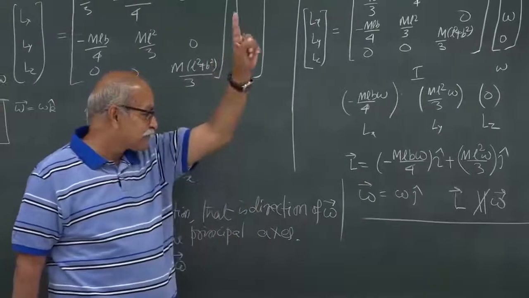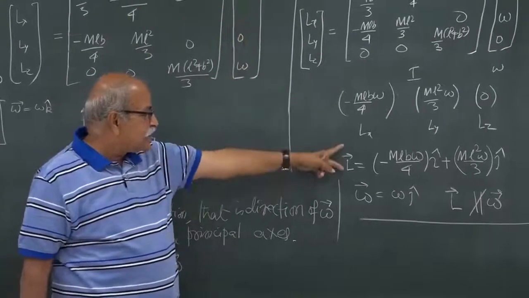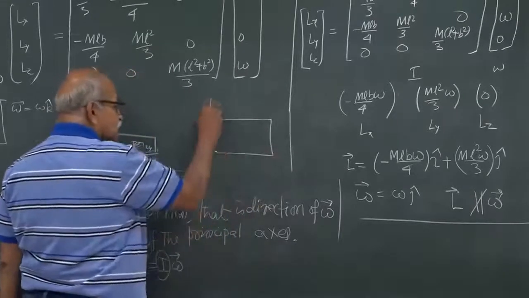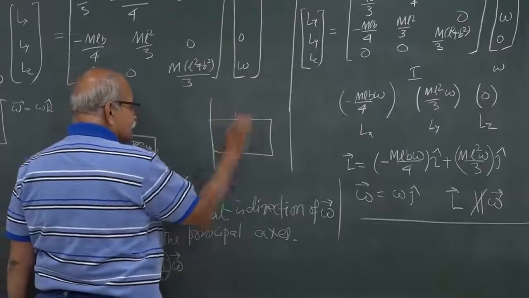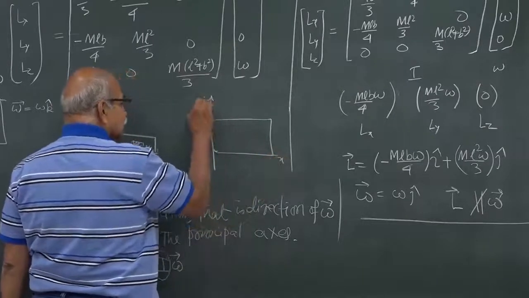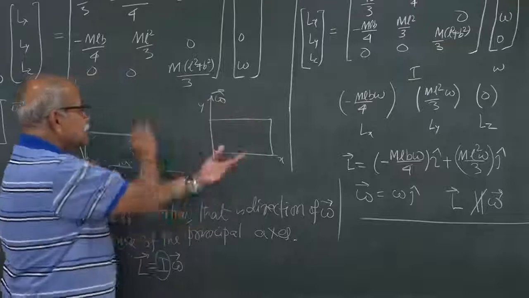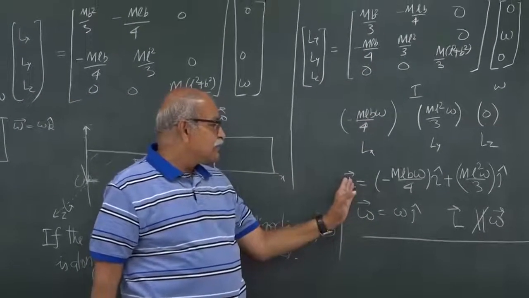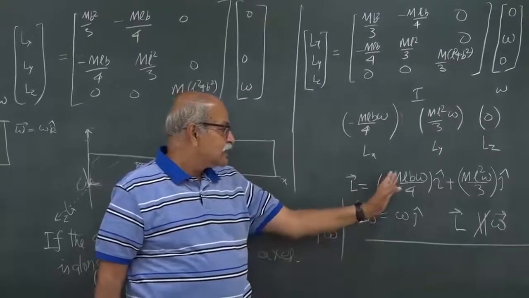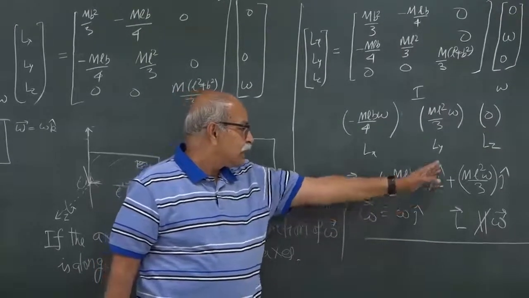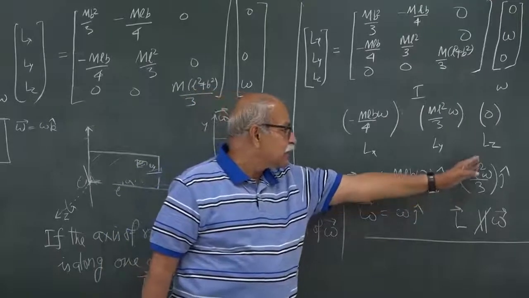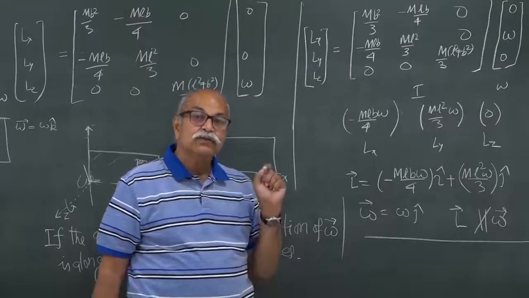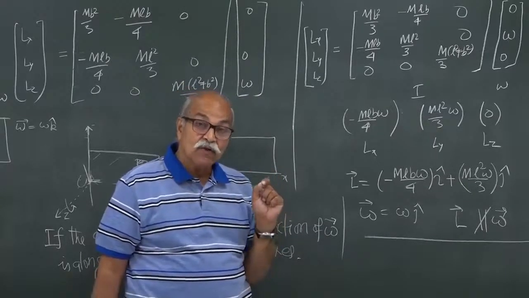Now a question. If you look at this L, I am now rotating this plate about this y axis, with x axis, y axis, and this is the direction of omega. I am rotating it this way. So, all these calculations are valid. Angular momentum is given by minus m L b omega by 4 i cap plus m L square omega by 3 j cap. My question is, is the torque 0 or is it not?